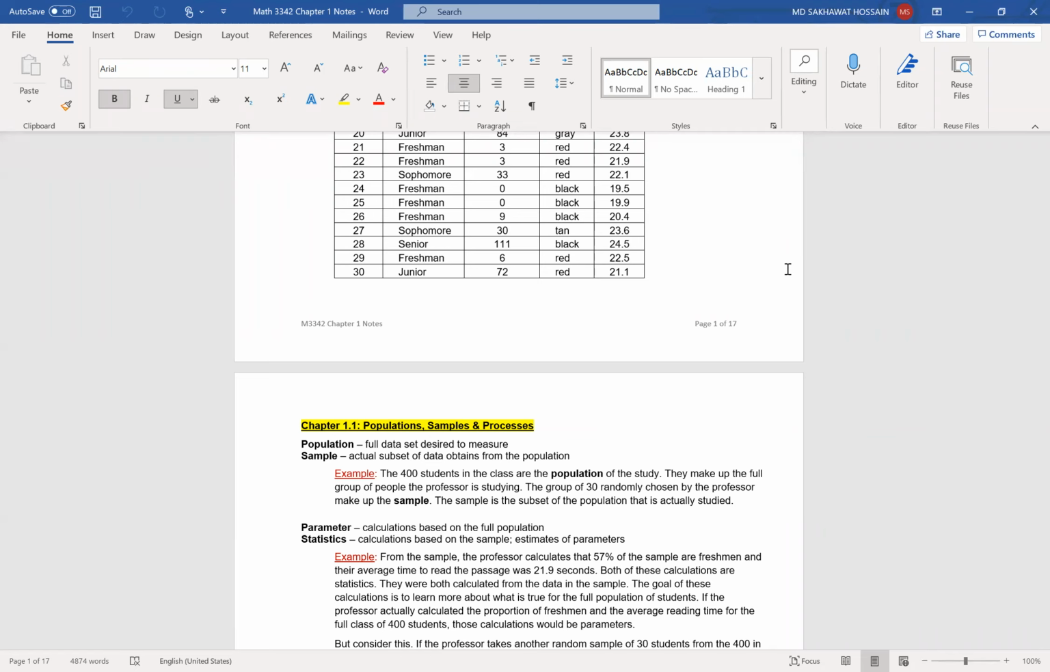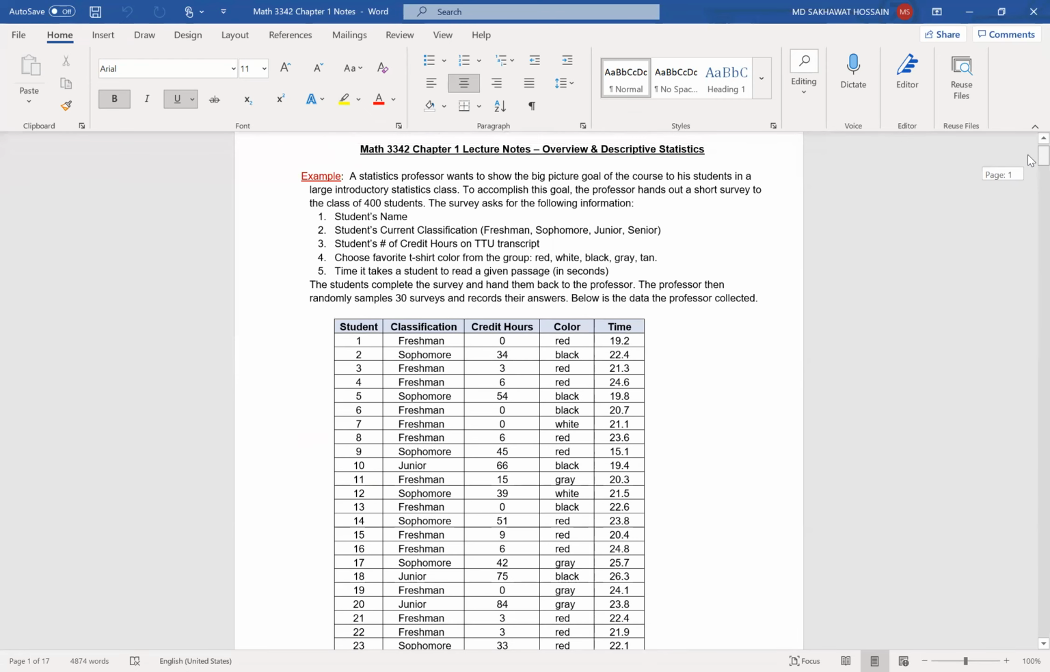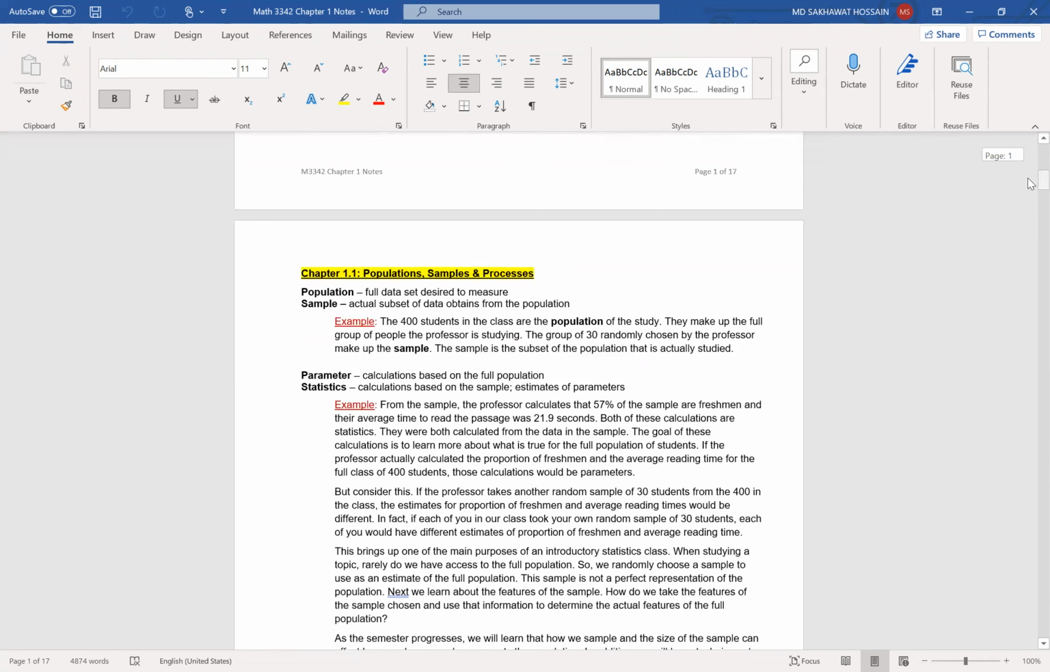So for this week, you will be learning chapter 1 and sections from chapter 2. So in chapter 1, this is about overview and descriptive statistics. So in this chapter, we'll discuss population, samples and different kinds of sampling, the sample mean, and we will also discuss descriptive statistics, which will cover the sample mean, sample median, and standard deviation, and we will also discuss inferential statistics.